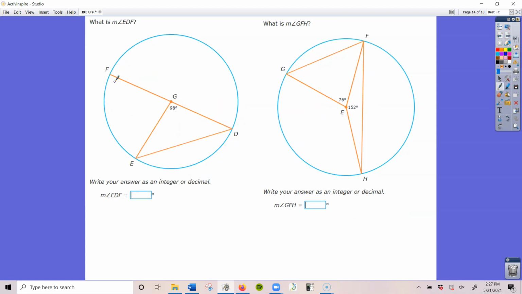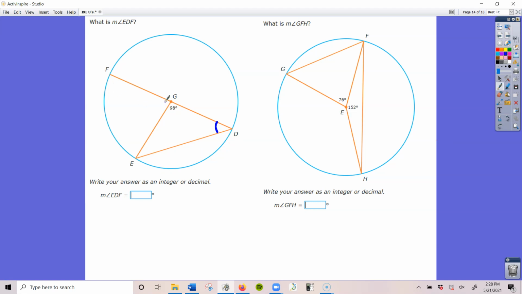Now let's try a question like this again. We want to find the measure of angle EDF. So EDF, that's this angle right here. Now we're given this 98 degrees, which is the same as this angle here, or this arc. Or you know what? You don't even need the arc. Let's actually start over.